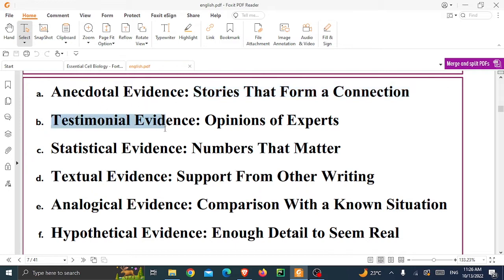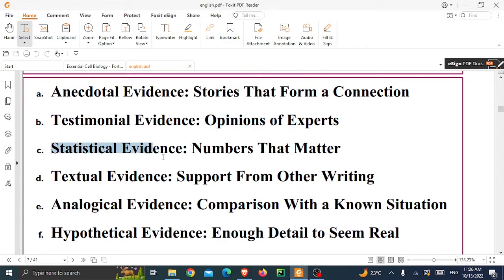We have testimonial evidence, and testimonial evidence is the direct opinions of experts. And let's focus: correct testimonial evidence or quotes from someone need to be from a good expert, not some kind of fraud or someone who's scamming you. No, an actual expert in their field.